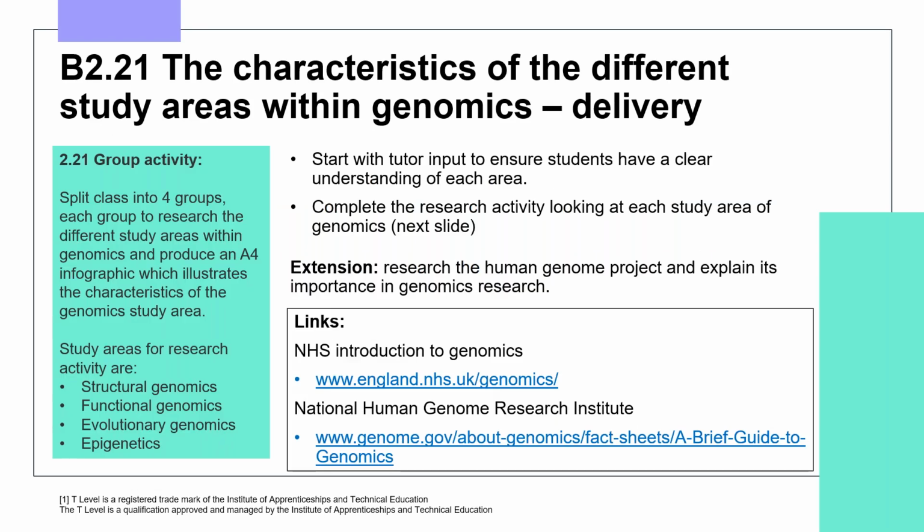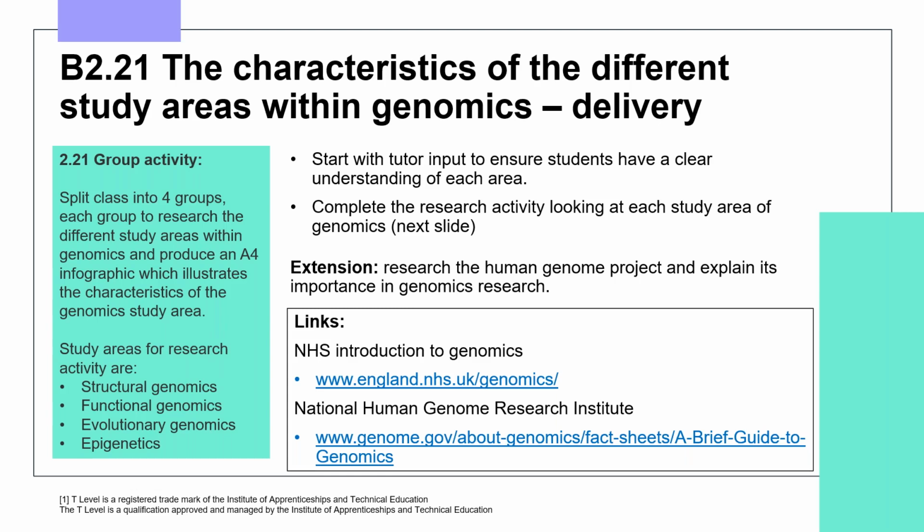So after all that information, here are some input ideas in terms of delivery, again taken from the scheme of work. It suggests a group activity where the group is split into 4 groups and each investigates a different area of genomics and then comes up with an A4 infographic. However, in terms of my personal opinion, I would actually start with making sure that there's some tutor input around those areas of study that we've covered, just so students have that clear understanding of each area and the depth in which they need to understand.